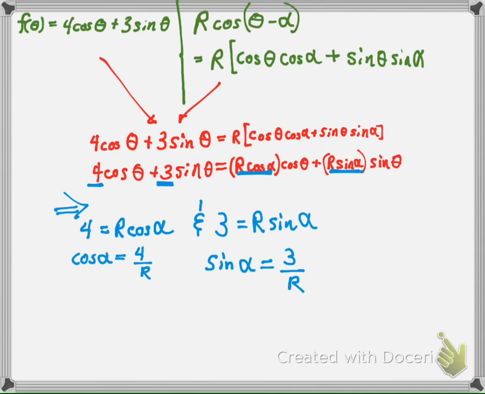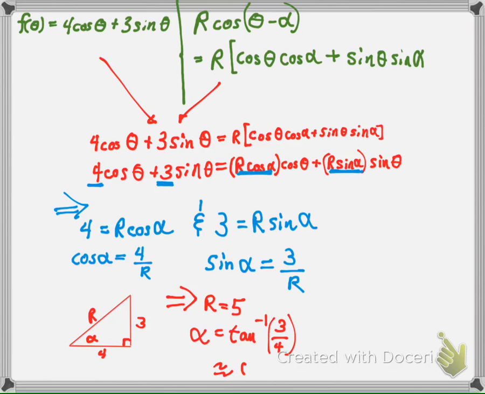Solving each of those two separate equations, we learn that the cosine of alpha equals 4 over r and the sine of alpha equals 3 over r, which can be expressed in a right triangle as shown. Using Pythagorean triples, we know that the radius, or the hypotenuse, has to be 5, and we can figure out alpha by finding the inverse tangent of 3/4, or the inverse sine of 3/5, or the inverse cosine of 4/5. We would end up with the same angle every time.